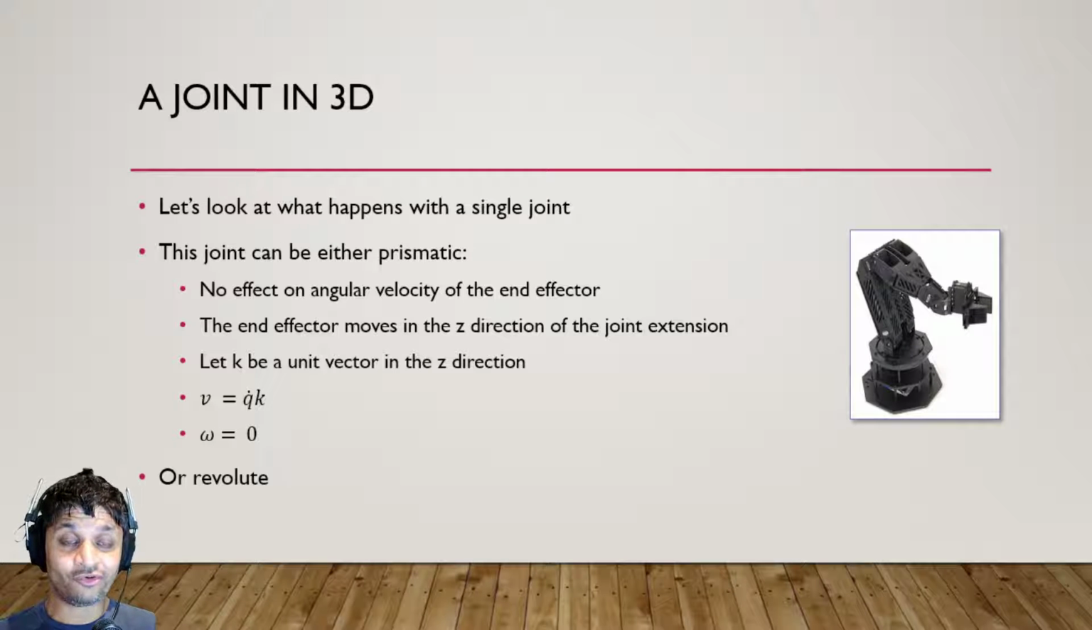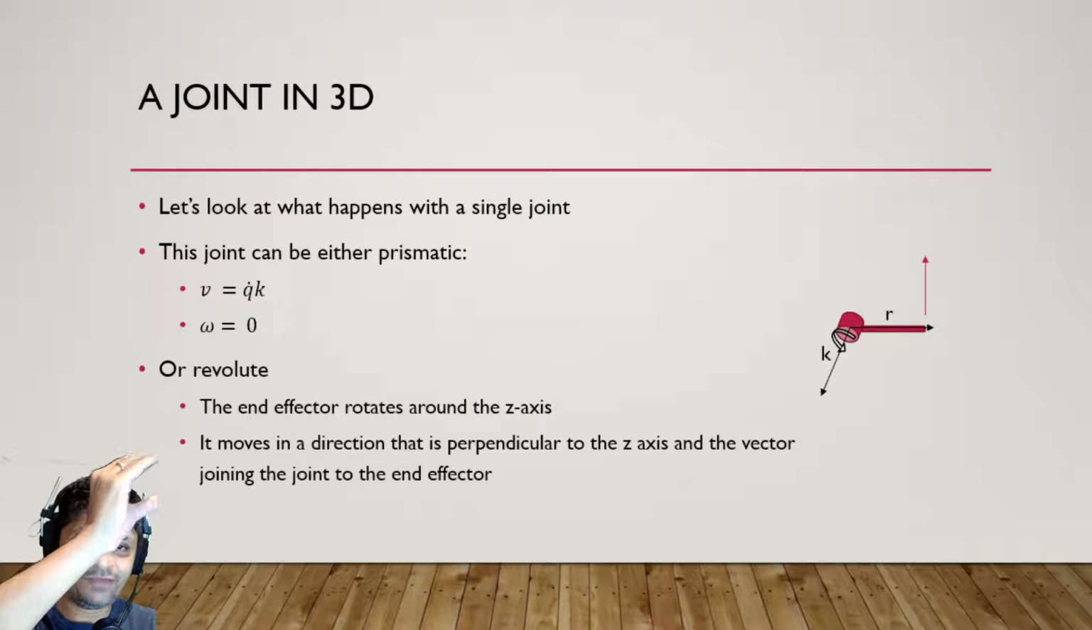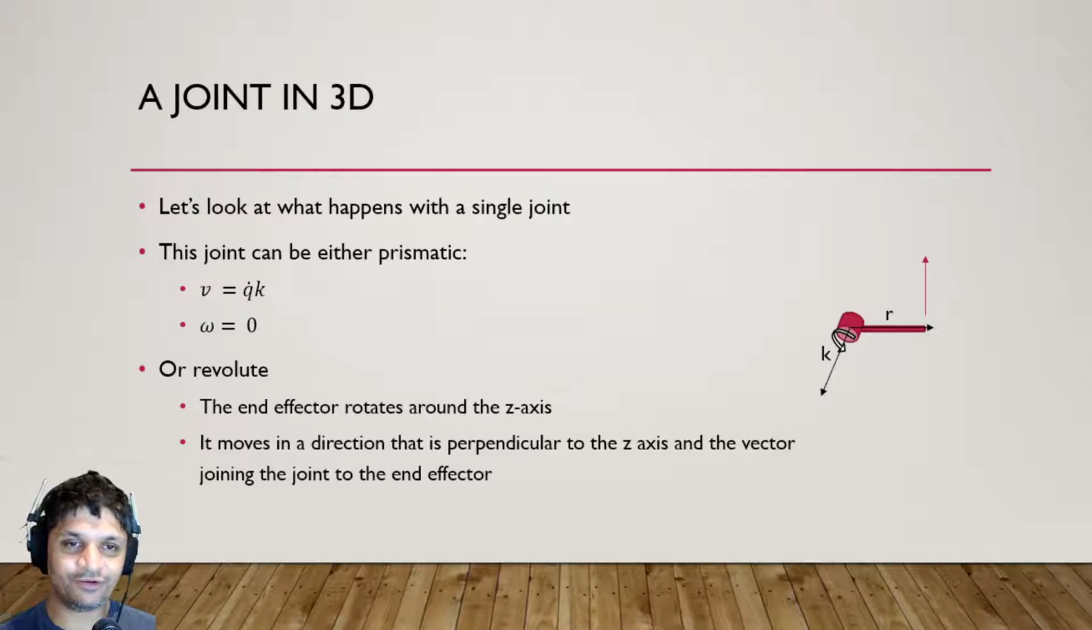What happens with a revolute joint? A revolute joint is a little bit more complex. If the joint is revolute, then however much the angular velocity is of the joint, that's the same as the angular velocity of the end effector, right? So if I've got this joint and I rotate my joint by 10 degrees, then the end effector is going to rotate by the same 10 degrees, right? If you picture this system over here, if I rotate around my z-axis by 10, this triangle, this end effector, is going to rotate by the same 10 degrees.